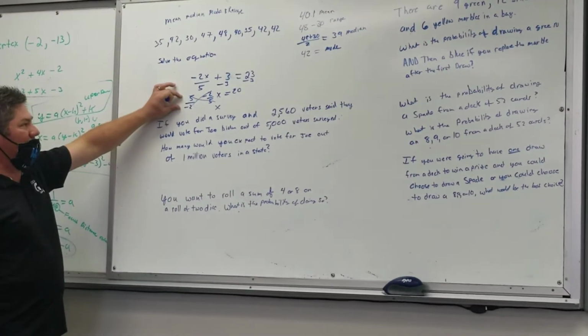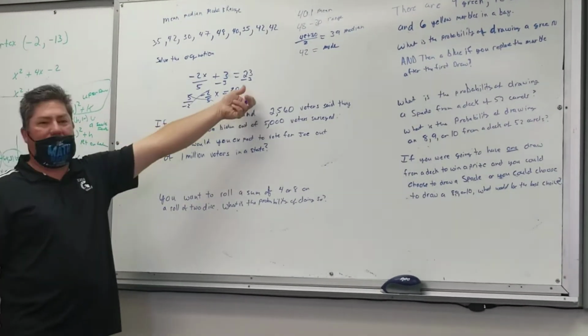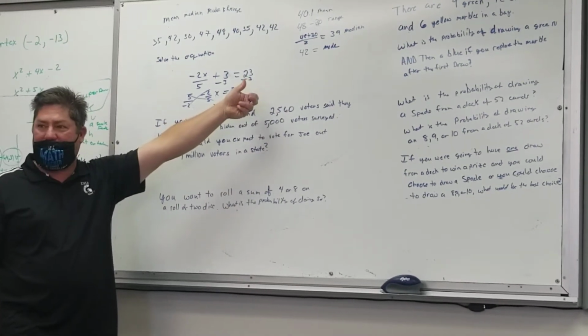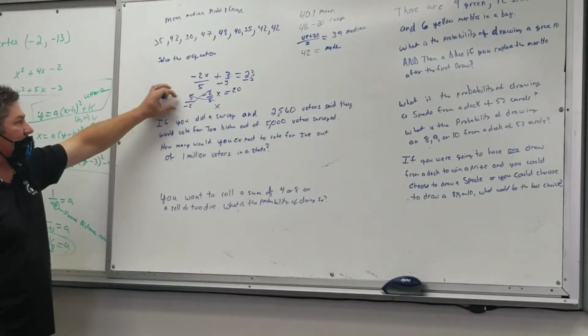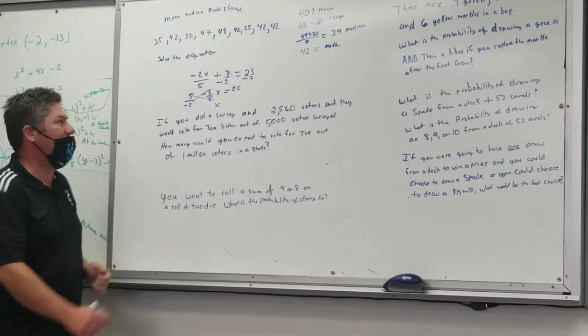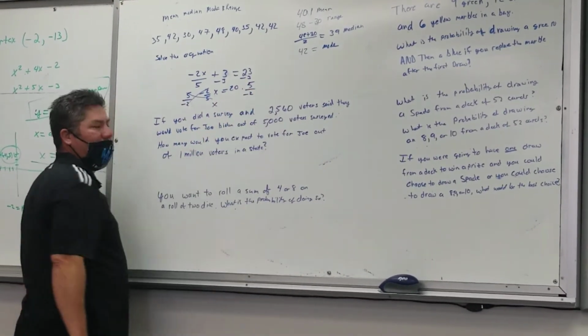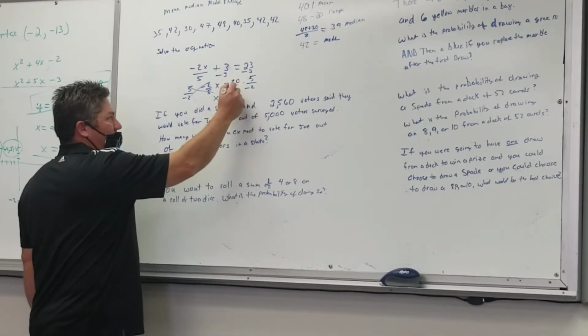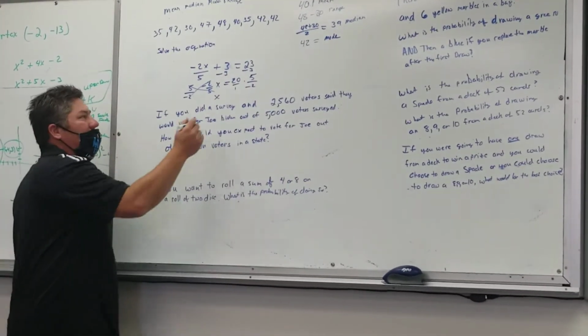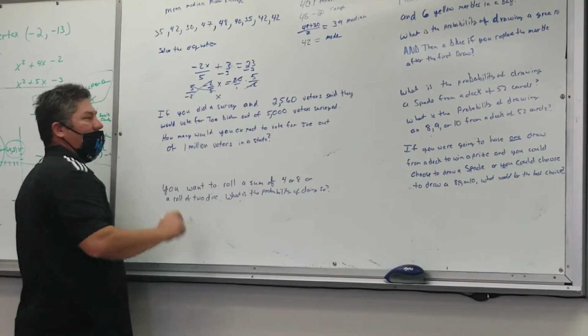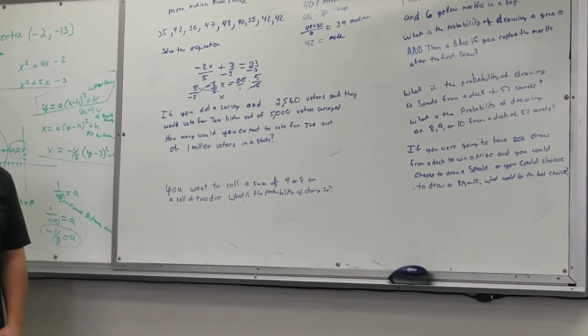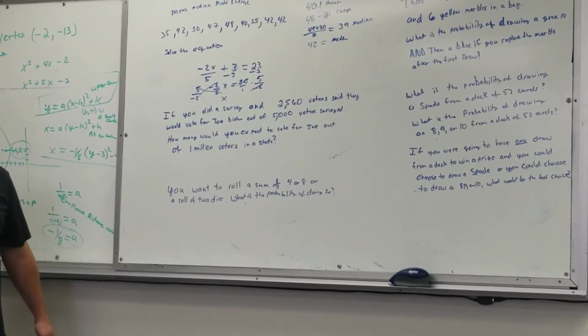I have some kids who will write 5 over 2 here, and then all of a sudden I'll see them write negative 2 over 5 there. That's two different things. You've got to do exactly the same thing to both sides. So I got to times this side also by 5 over negative 2. Now, I'm going to put the 20 over 1 just to make it easy. Does the negative 2 go into 20? How many times does negative 2 go into 20?